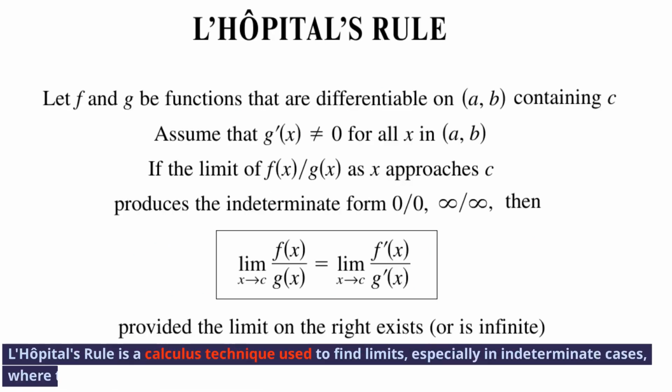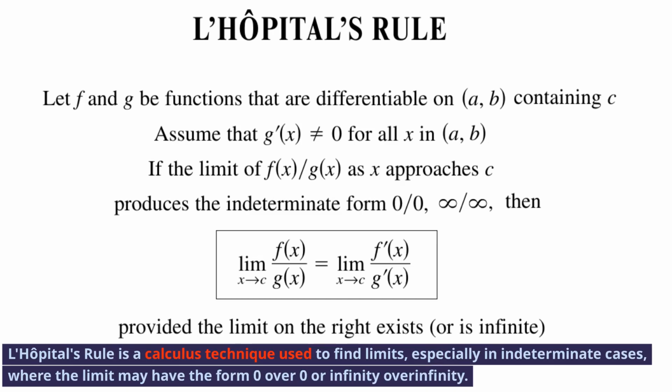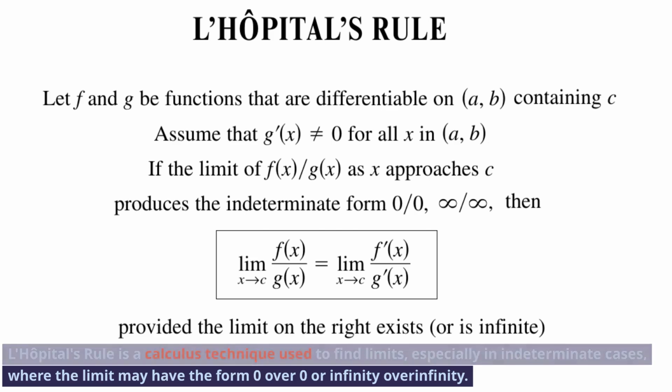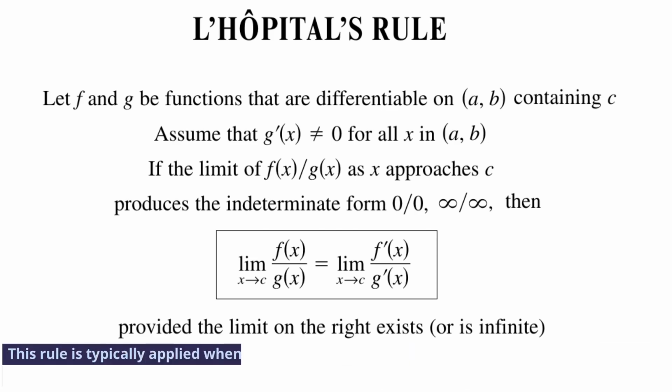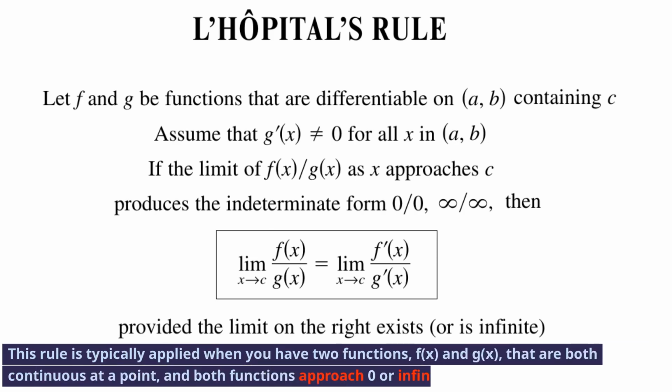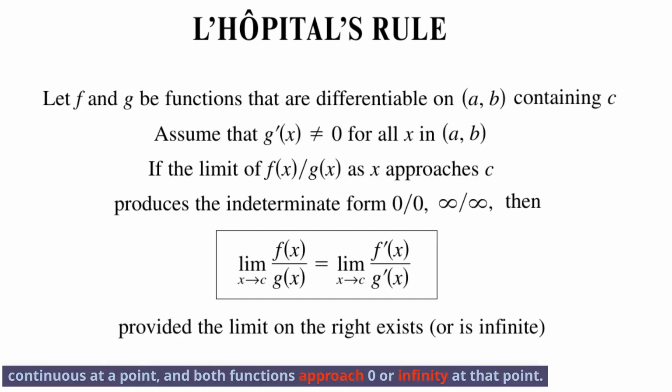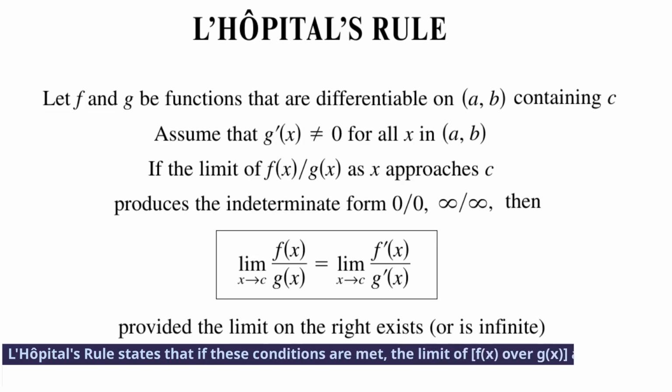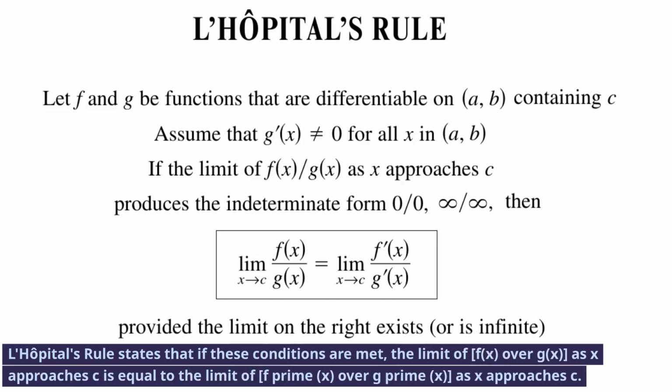L'Hopital's rule is a calculus technique used to find limits, especially in indeterminate cases, where the limit may have the form 0 over 0 or infinity over infinity. This rule is typically applied when you have two functions, f(x) and g(x), that are both continuous at a point, and both functions approach 0 or infinity at that point. L'Hopital's rule states that if these conditions are met, the limit of f(x) over g(x) as x approaches c is equal to the limit of f prime x over g prime x as x approaches c.